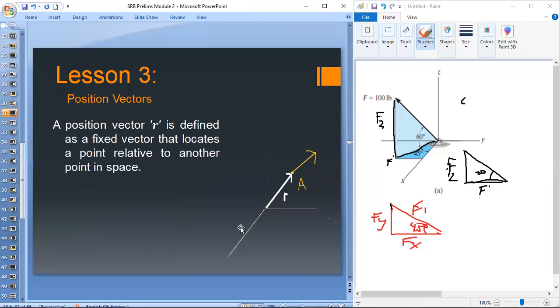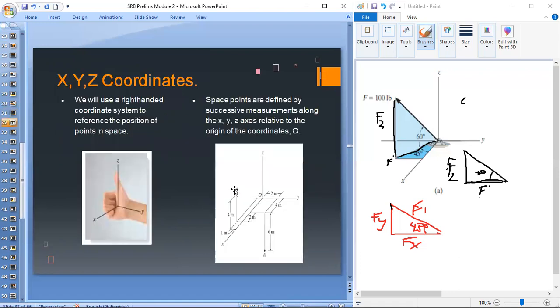Okay? So, lesson 3, position vectors. In position vectors, the position vector r is defined as a fixed vector that locates a point relative to another point in space. So, that's your indication from your origin, or wherever you come from, your starting point to another point. Later on, I'll give an example of that. What we will use is the right-handed coordinate system, so x, y, z dimensions. And then, space points are defined by successive measurements along the x, y, z axes relative to the origin of your coordinates. So, 0 or your O. Your origin is there. Okay? 0, 0, 0 for all of them there, because of the coordinates.